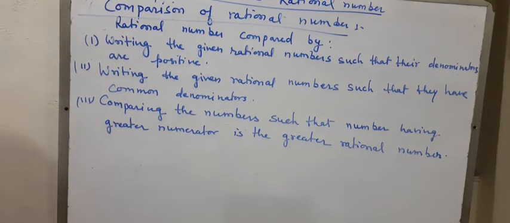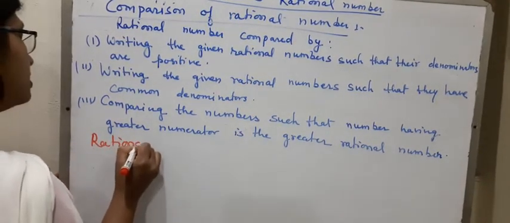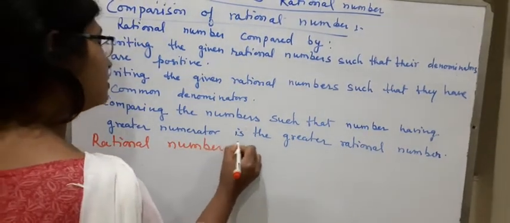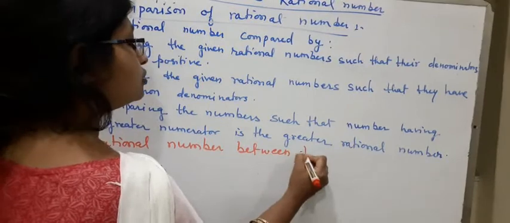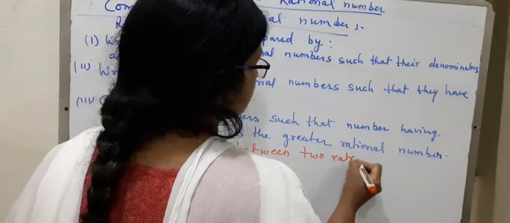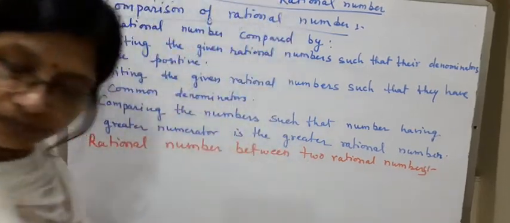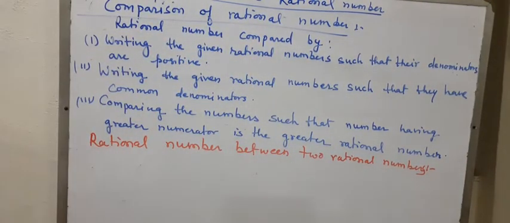And next is rational numbers between two. To find rational numbers between two rational numbers: we know that the number of integers between two integers is limited or finite, but we can find unlimited or infinite rational numbers between two given rational numbers.